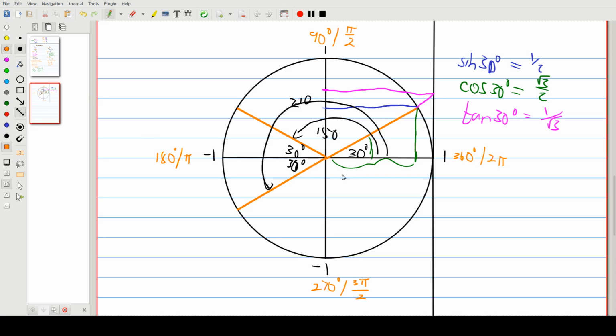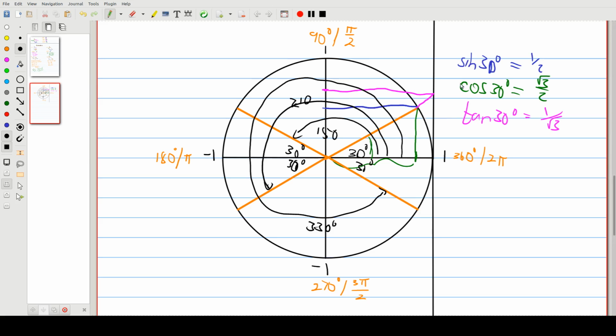And finally, in the fourth quadrant, if we draw a 30-degree angle in here, let's write in 30 degrees. What does that mean? That's just 30 degrees less than a full 360. So if we go all the way around, that'll give us 330 degrees, 30 less than the full revolution.